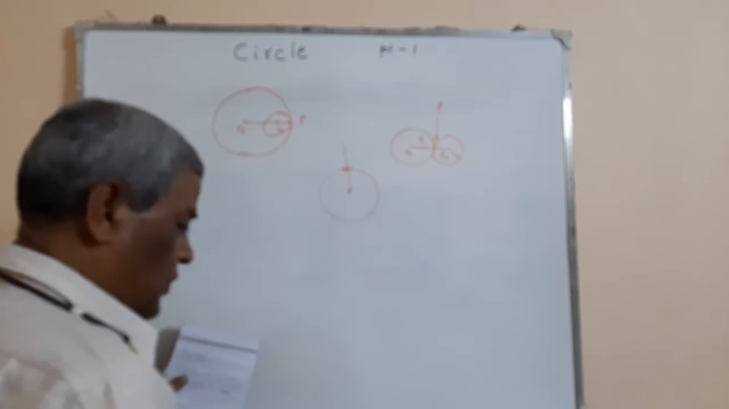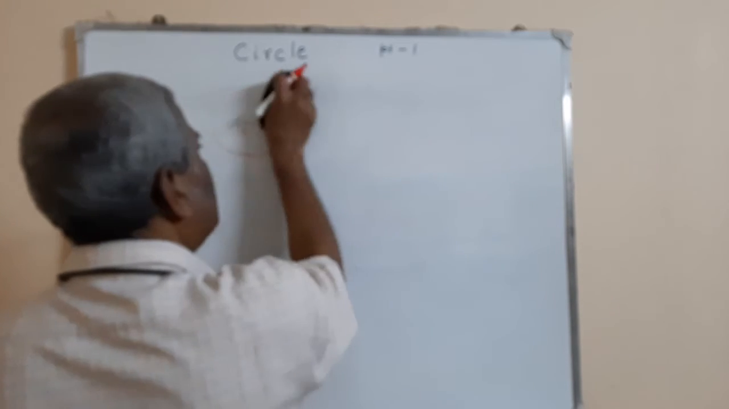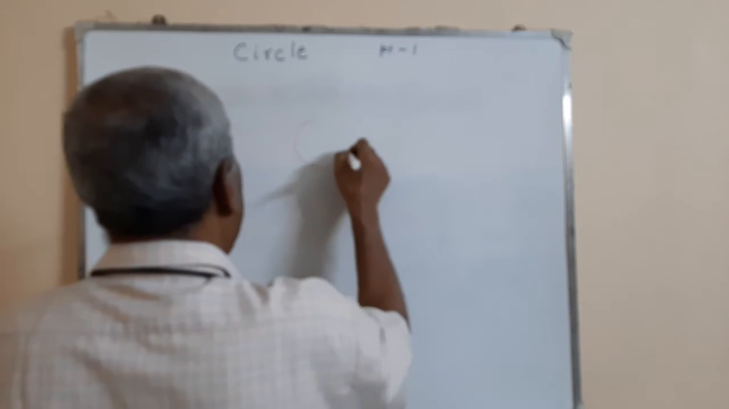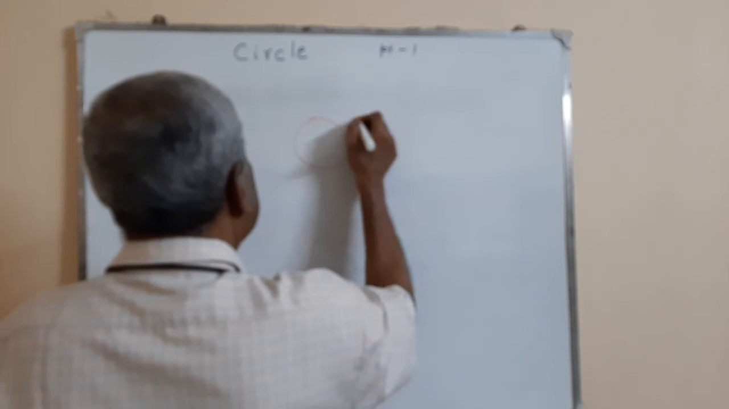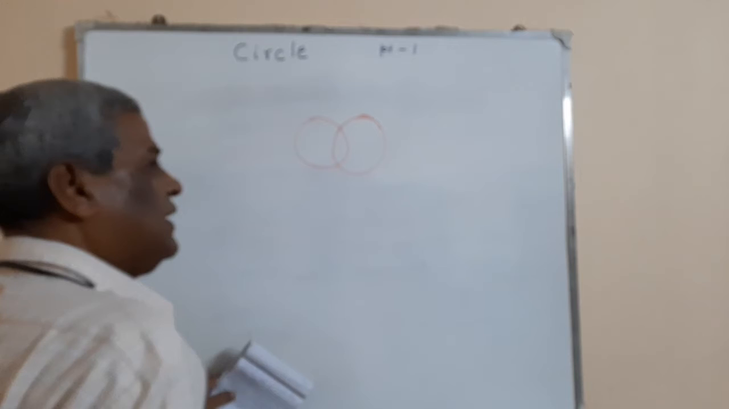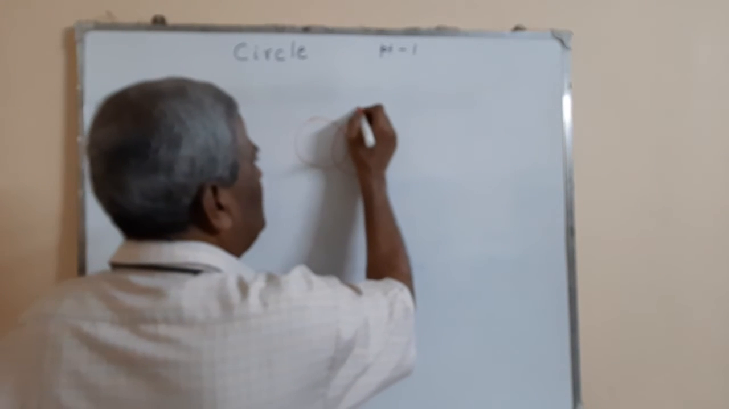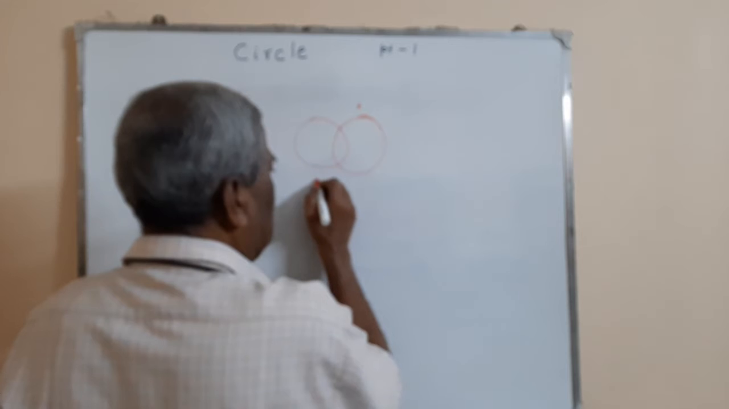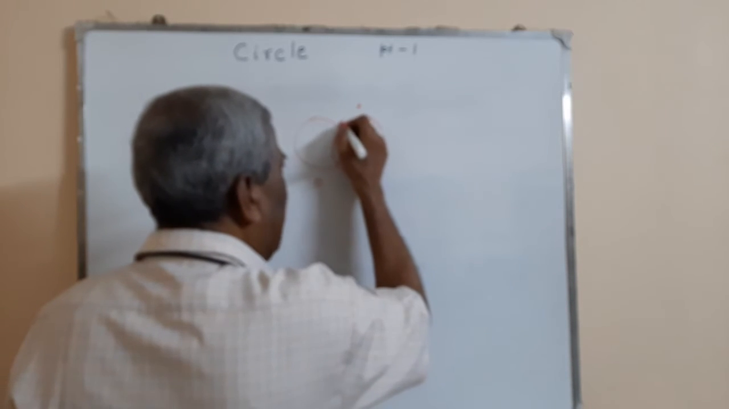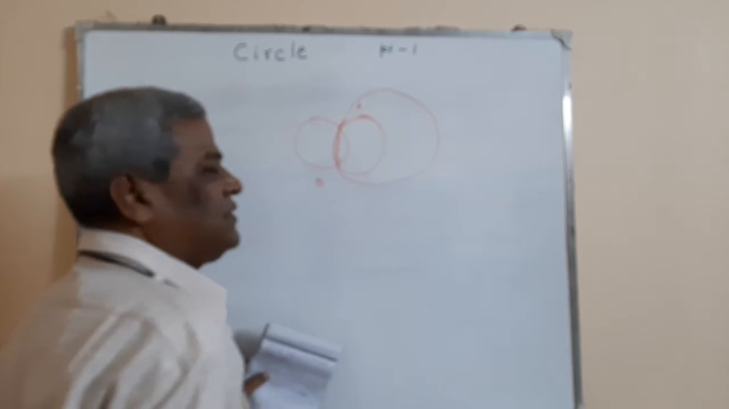Next, suppose this is a circle, this is another circle. Obviously, they meet at most at 2 points. Suppose they meet at A and B. Through these points A and B, we can draw an infinite number of circles.